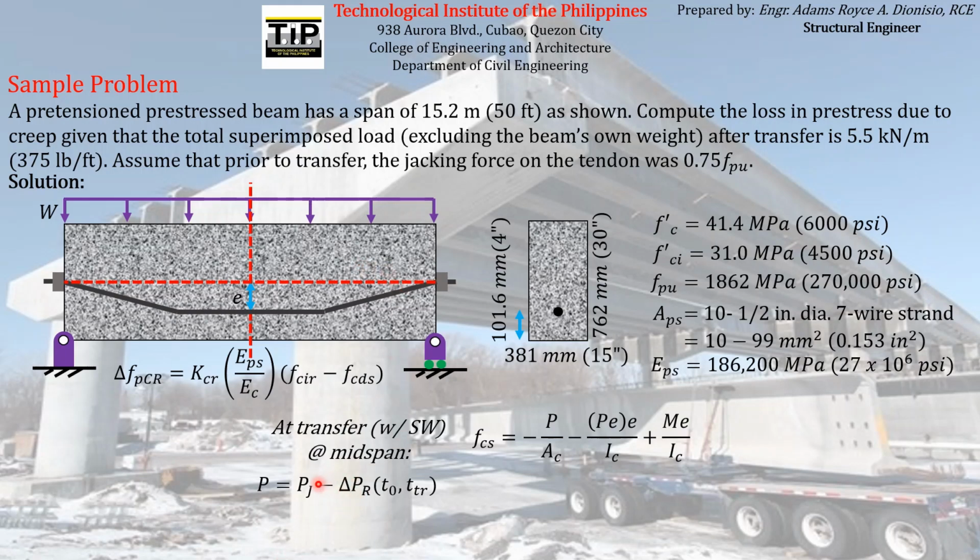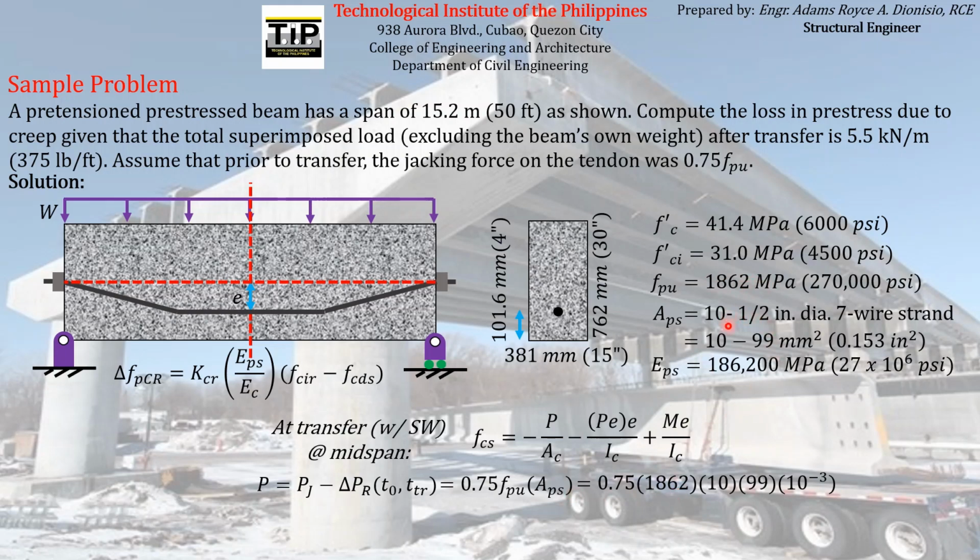And we know that its magnitude is just equal to the difference between the loss due to the steel relaxation and the jacking force. But then again, since the question already specified the magnitude of this before transfer, which is just equal to 0.75 FPU, we will just use that magnitude. And since we need a force, we must multiply the stress by the area to convert it into its corresponding force. So substituting the corresponding values, FPU is just equal to this.